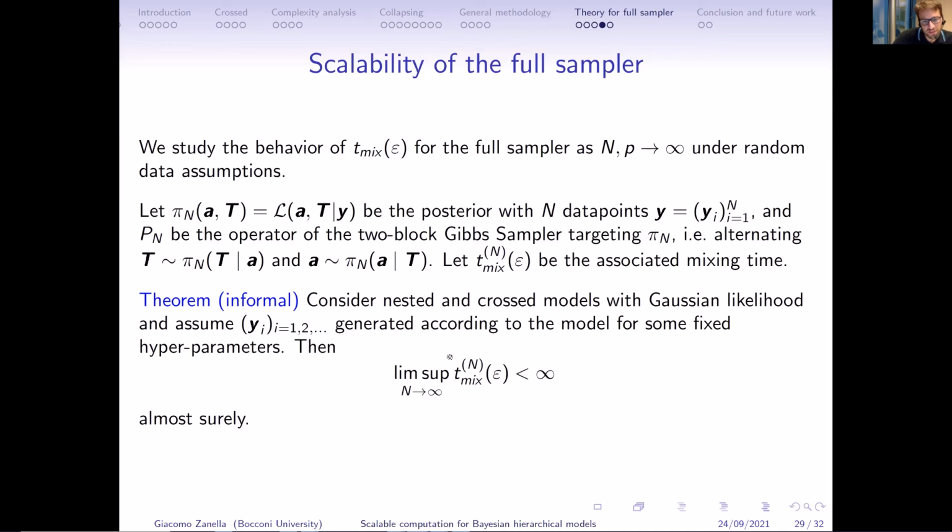At the moment, we have proved the result for both nested and crossed models with Gaussian likelihood. This is very much ongoing work, and in a sense, the proof strategy I will now briefly discuss is not very much related to Gaussian likelihood. So we are hopeful to extend that beyond.